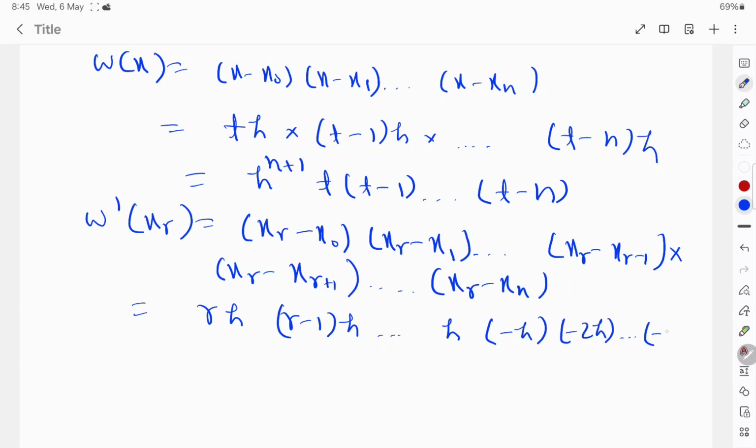You have minus n minus rh. Basically this is r minus n, right? So I am writing in that form. So how many h will be there? Basically this is n plus 1. So if you count the terms, there will be h to the power n. Think why one less. Okay, and you see r minus 1 up to 1, so this is r factorial, and here you have n minus r factorial, right?